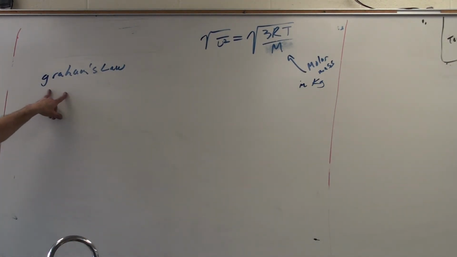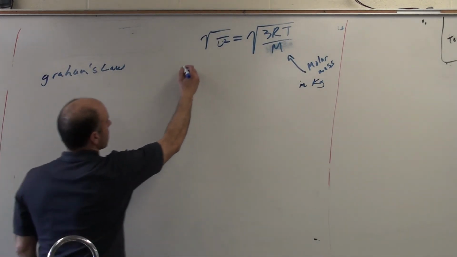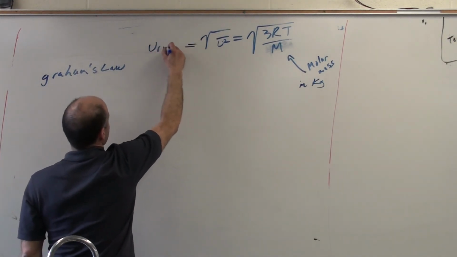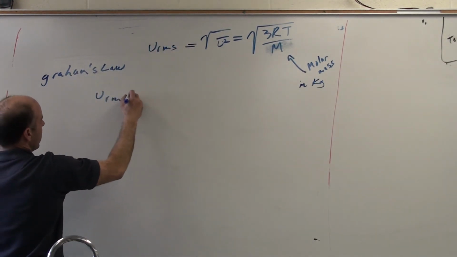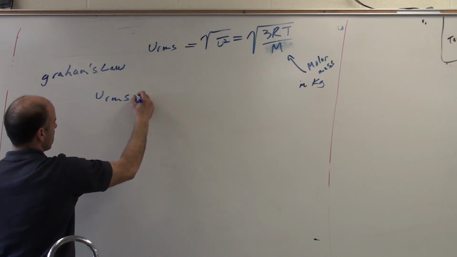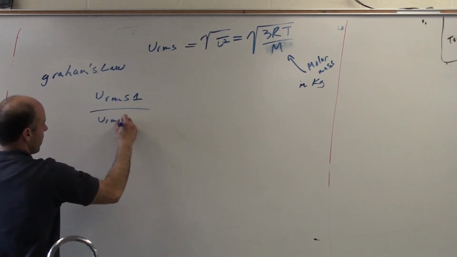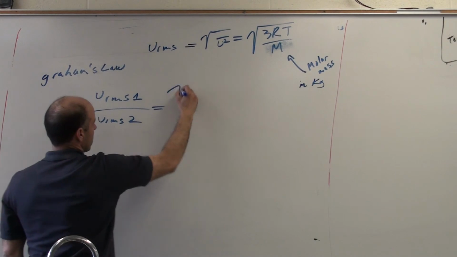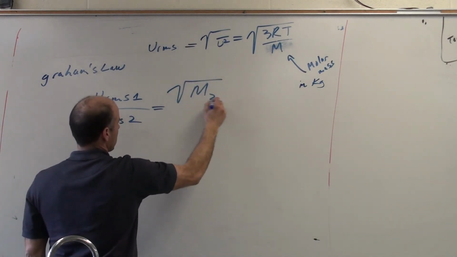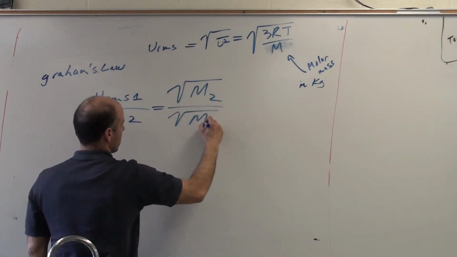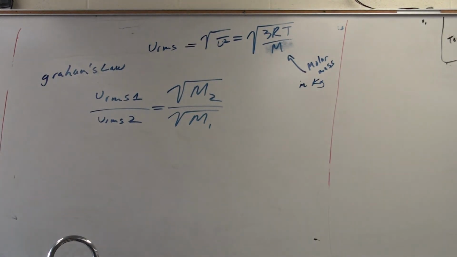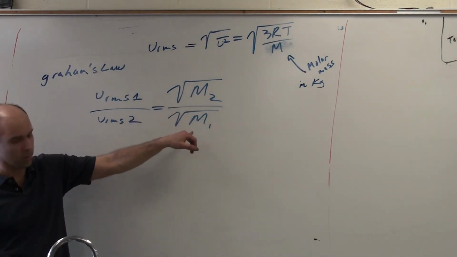So Graham's law is when we say the root mean squared for gas 1 over the root mean squared of gas 2 is equal to the square root of the molar mass of gas 2 over the molar mass of gas 1.